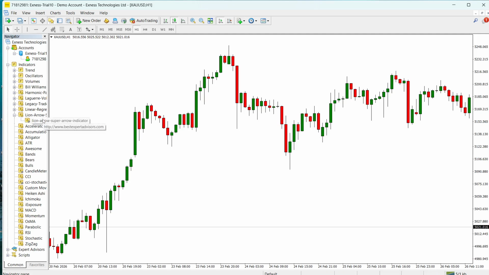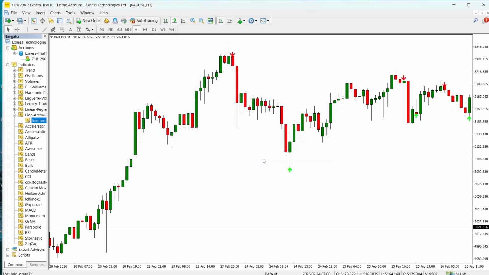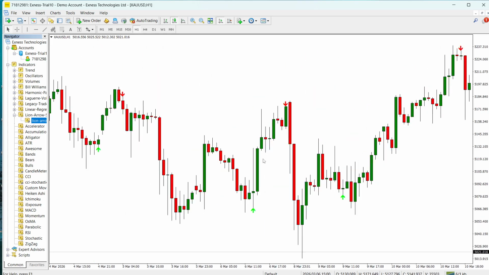At this point I'll load the indicator on the charts so you can see how it looks in real time. Remember to allow the DLL imports. Alright, there we have it.